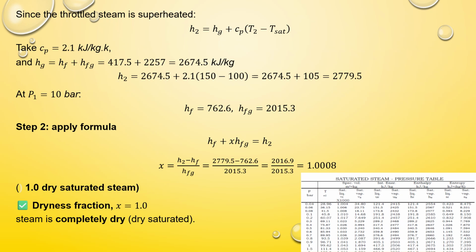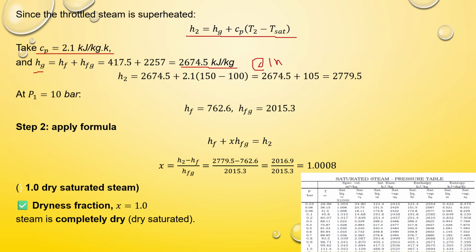Now what is the formula to find out enthalpy of superheated steam? It is H2, that is Hg plus Cp of steam into saturation temperature and superheat temperature. So now what we have to do? Cp 2.1 kilojoule per kilogram Kelvin, and Hg, what I told, it is Hf plus Hg minus Hf, directly available from the steam table.